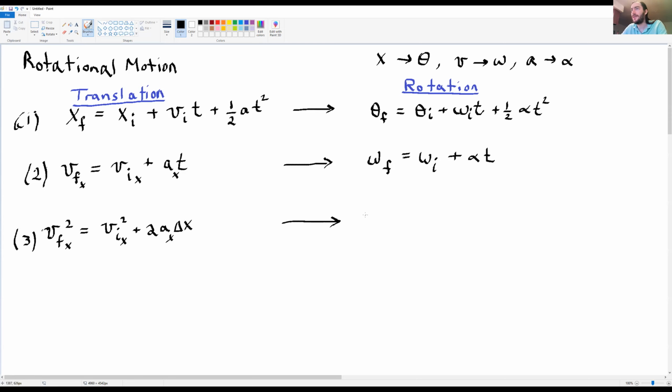In the last equation, equation 3, we can do the same thing. So omega final squared is equal to omega initial squared plus twice alpha. And then here we replace x with theta. So it's really delta x in this formula, so we have to put delta theta here, times the angular change there. Okay.